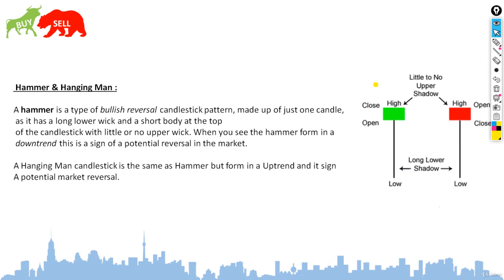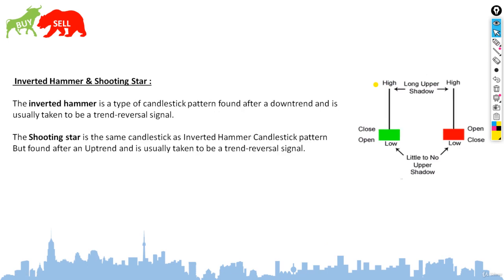Okay. In the third point, we are going to see inverted hammer and shooting star. So the inverted hammer is a type of candlestick pattern found after a downtrend, and it is usually taken to be a trend reversal signal. The shooting star is the same candlestick as the inverted hammer candlestick pattern, but found after an uptrend, and is usually taken to be a trend reversal.